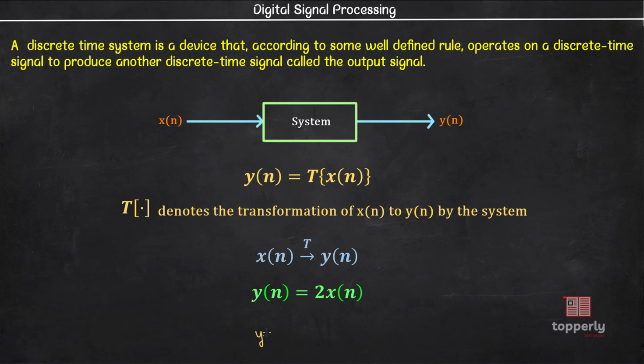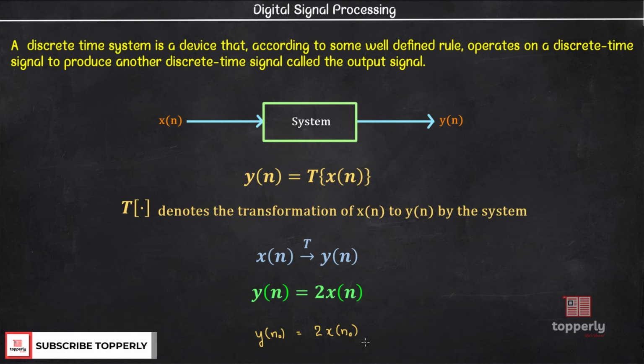That is, y of n0 is equal to twice x of n0. You can see that the output at time n0 only depends on the input at time n0. But this may not be the case always. There may be systems where the output at instance n0 depends not only on the value of the input at instance n0 but also on the values of the input applied to the system before and after the instance n0.